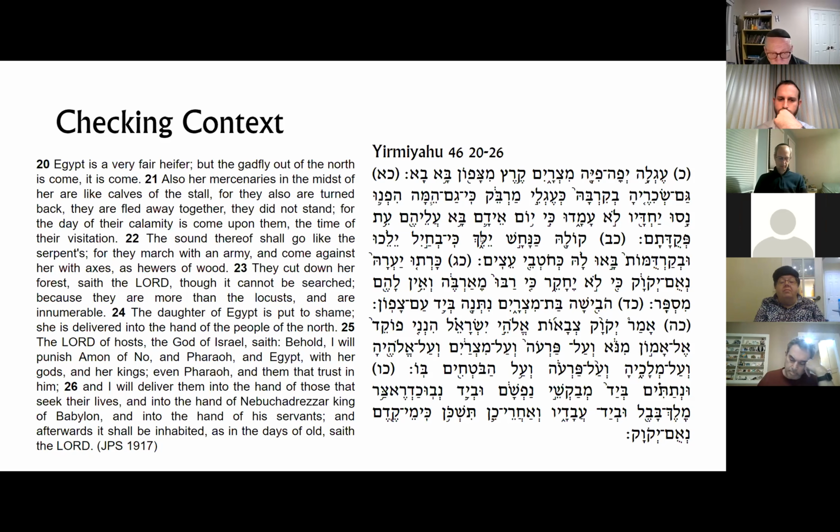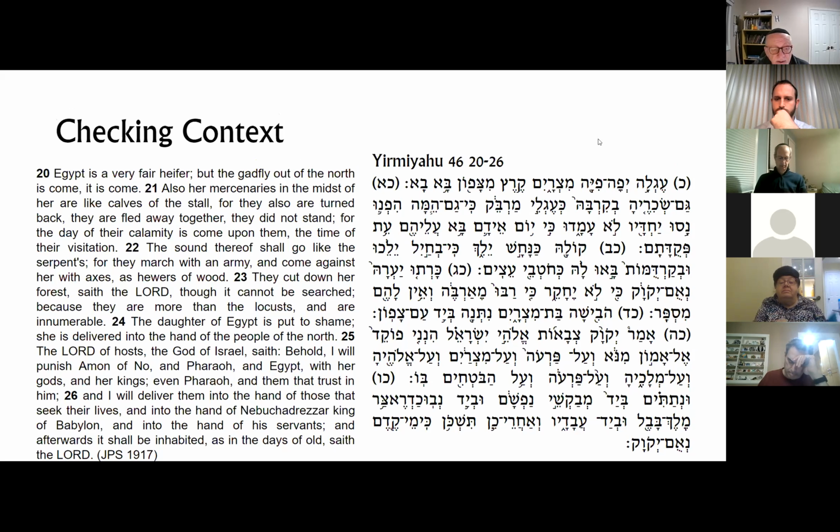The Lord of hosts, the God of Israel, said, behold, I will punish Ammon and Pharaoh and Egypt with her gods and her kings, even Pharaoh, and them that trust in him. And I will deliver them into the hand of those that seek their lives, and into the hands of Nebuchadnezzar, king of Babylon, and into the hand of his servants, and afterwards it shall be inhabited as the days of old, saith the Lord.